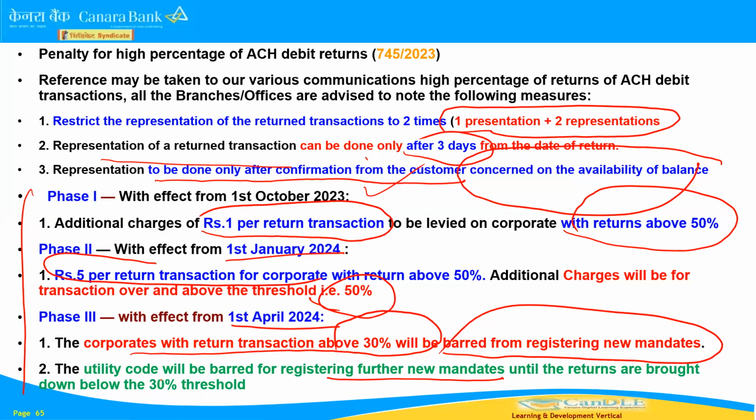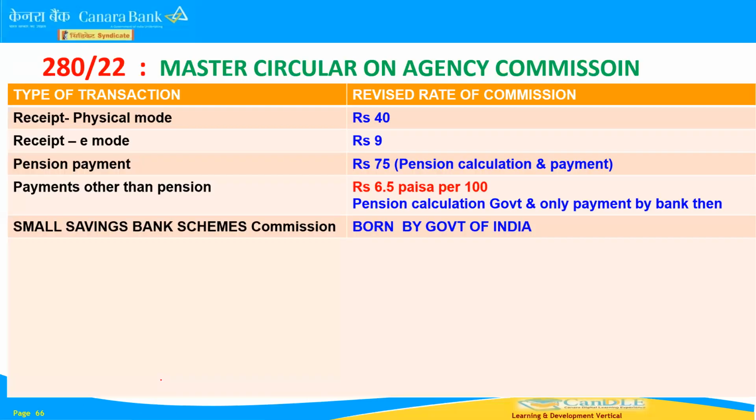Okay, these are the guidelines with regard to penalty of returns. This is a master circular. There is no circular this year, but just to know what commission your bank is getting. If you are doing any government transaction, government will give you commission.